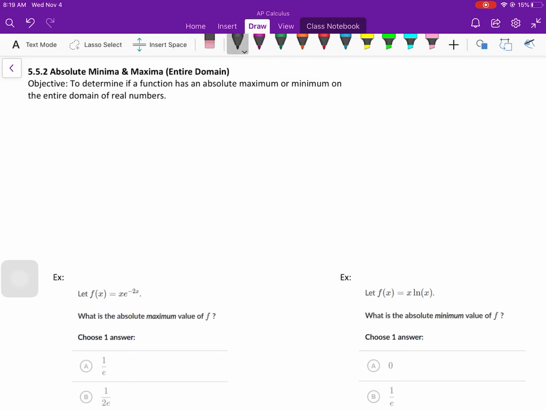In this video, we're going to cover absolute minimum and maximum on the entire domain. So we're not going to be restricted to a closed interval. To me, it makes things a little bit more complicated. But let's talk about something real quick.